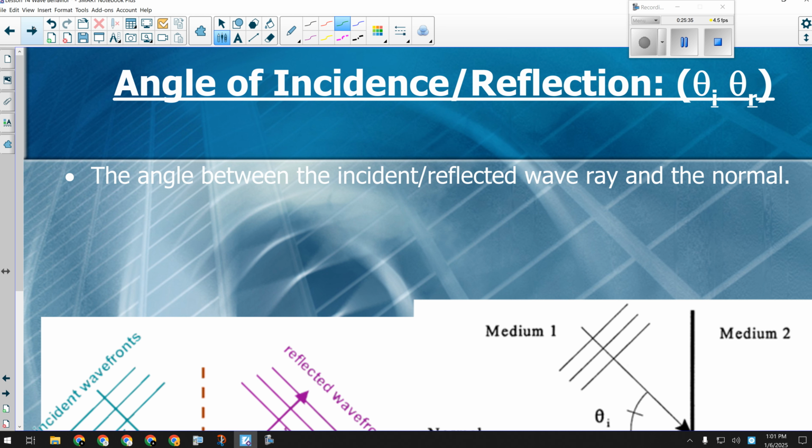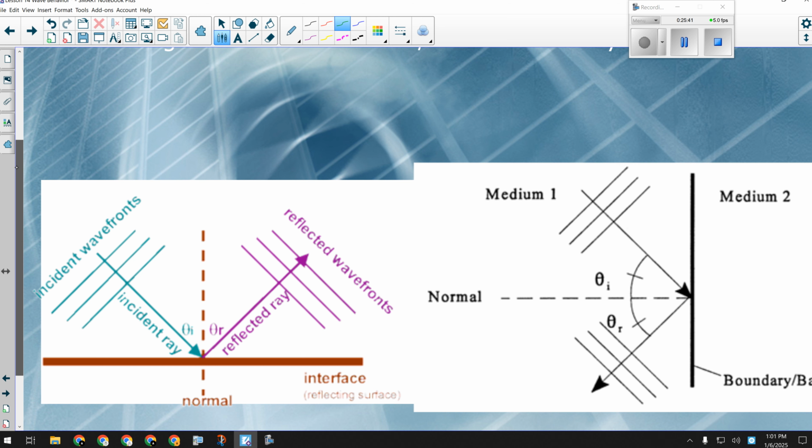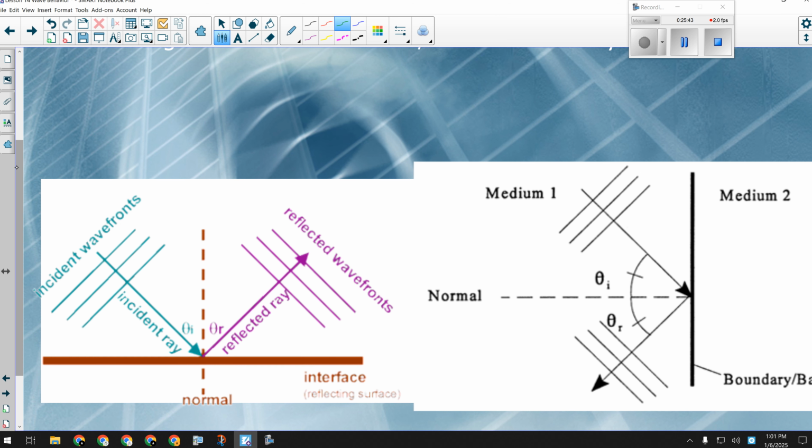We talked about this already, the law of reflection: angle of incidence equals the angle of reflection. You can see here we've got our wave ray and our wave ray here. Those angles are equal. Here, same thing. Waves coming in, waves going out, angles are equal. All right, everybody good with transmission and reflection?